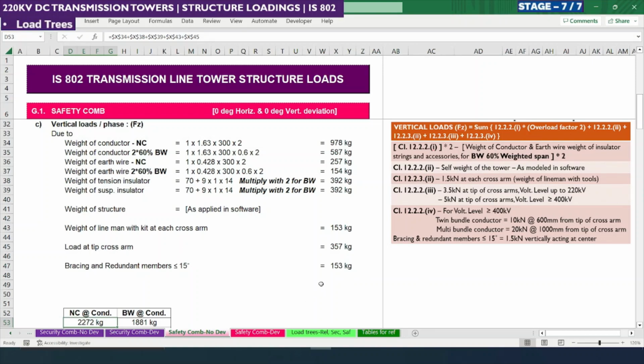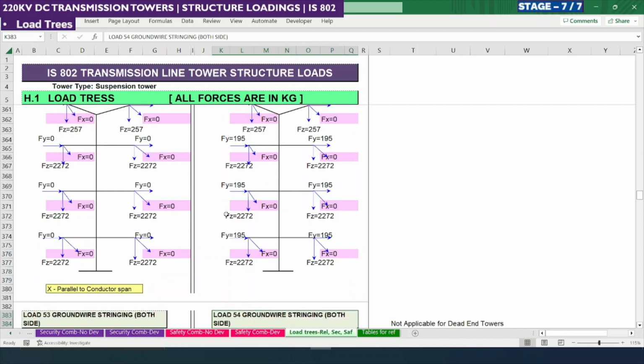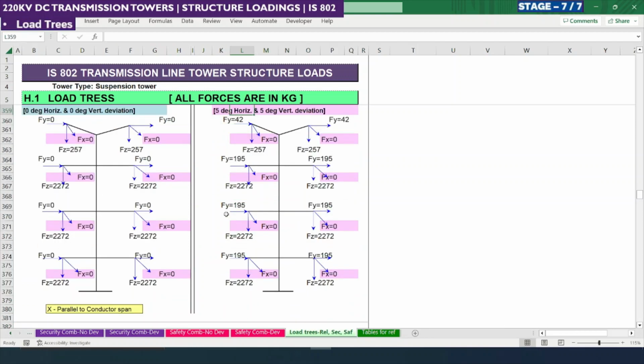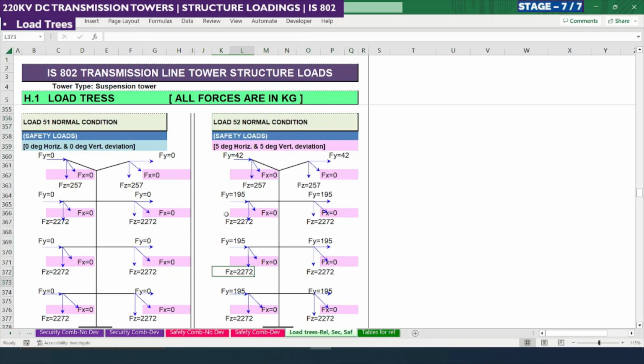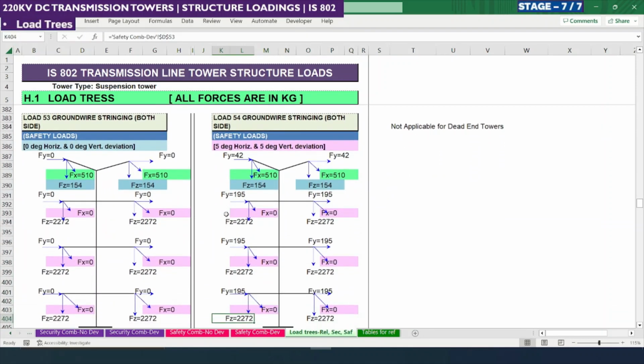So the summation of all this we are applying at all the conductor fixing points, that is the middle, top and bottom conductor fixing points. So all the forces remain the same for the conductor fixing points and respectively for the earth wire fixing point also. So these two cases are for normal condition. Next we can move on to stringing.